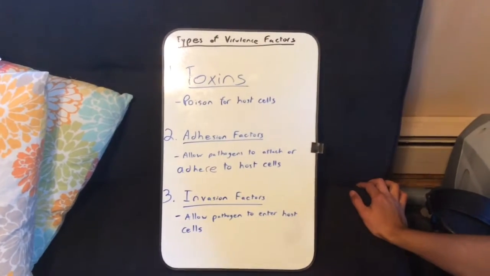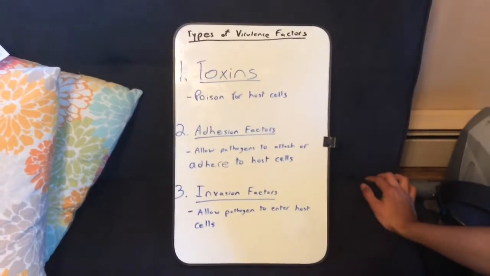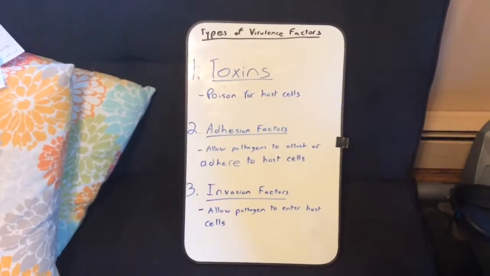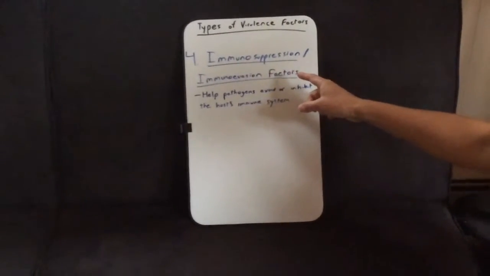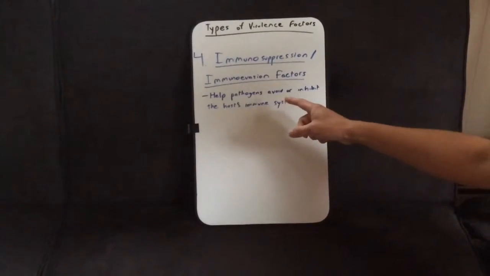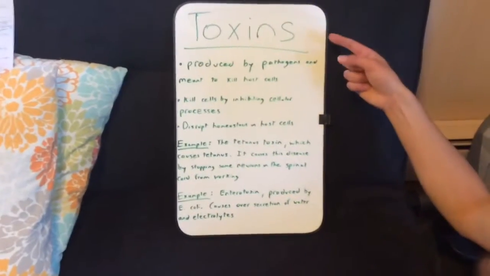Another type of virulence factor is invasion factors. These allow pathogens to enter the host cells. Two more types of virulence factors are immunosuppression and immunoevasion factors. These factors help pathogens avoid or inhibit the host immune system response. Let's go into more depth about toxins.